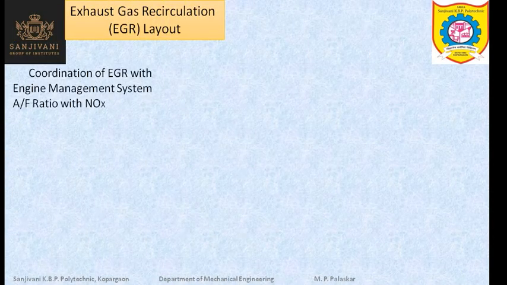Now we are discussing that the coordination of the EGR with the engine management system is very important, because if you try to control one parameter, then it should not cause problems to the other parameters. The other parameters should not affect the performance of the engine. For example, if we try to reduce the NOx emissions by the EGR system, then that should not reduce the air fuel ratio, because the oxygen percentage is reduced by EGR.